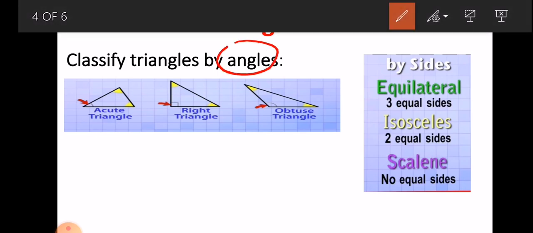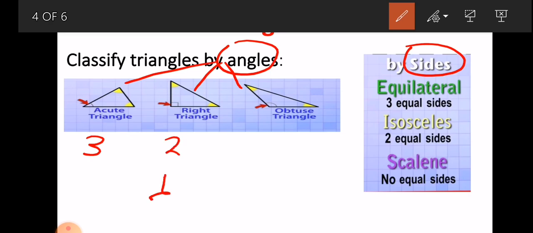According to the angles and according to the sides. According to the angles, we said that I have three types of triangles. Acute, it means three acute angles in it. Then right angle, it means two acute and just one right angle. Then the third type, which is the obtuse, we said I have in it two acute angles and one obtuse. And what does obtuse mean? Yes, greater than 90 degrees.